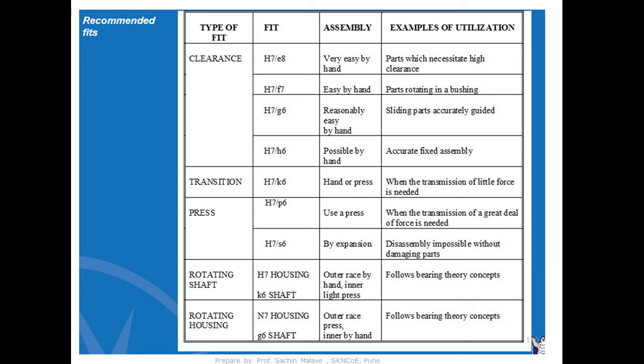Similarly, then there is a press fit. Again H7 P6, use a press when the transmission of a great deal of force is needed. H7 S6, by expansion. Means what you have to do in this case? Remember that the size of the shaft is going to be greater than the size of the hole. If the size of the shaft is greater than the size of the hole, how are you going to do the assembly? Just imagine one hole is there, one shaft is there, and your objective is to fit that shaft in the hole, but the size of the shaft is greater than the size of the hole. Then how are you going to carry out the assembly?